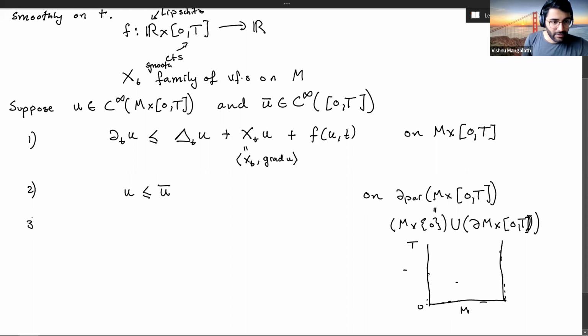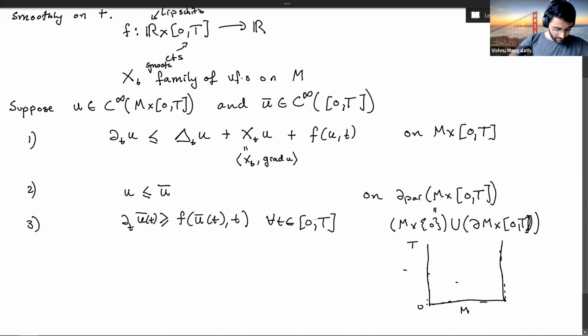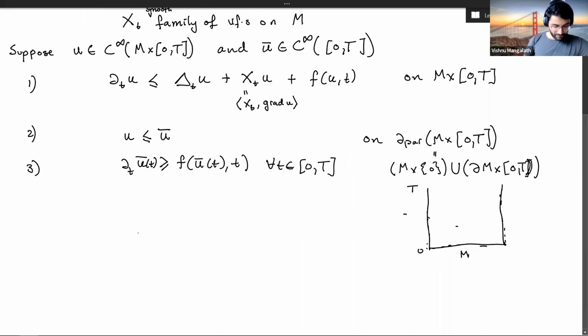And then finally, the third property is that the time derivative of u bar has this reverse inequality with f of u bar, t, for t in [0,T]. Okay. Then, if all those properties hold, then u is less than or equal to u bar on M cross [0,T].